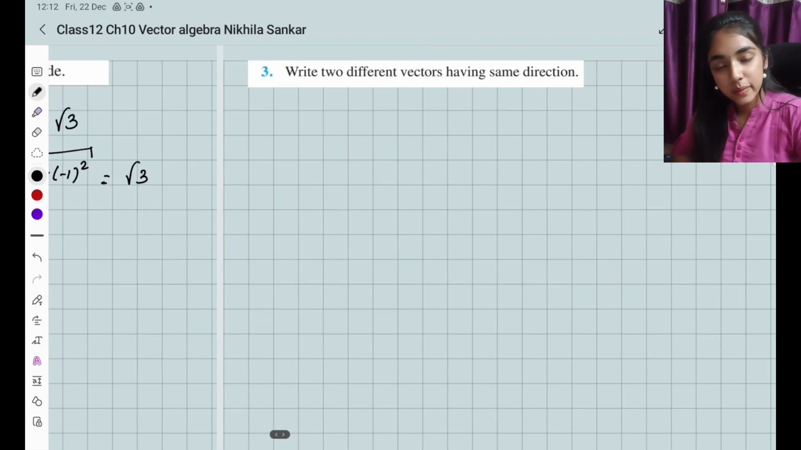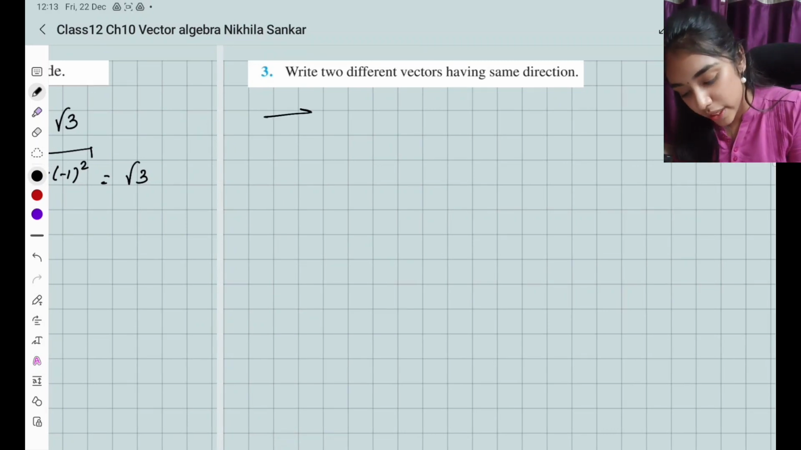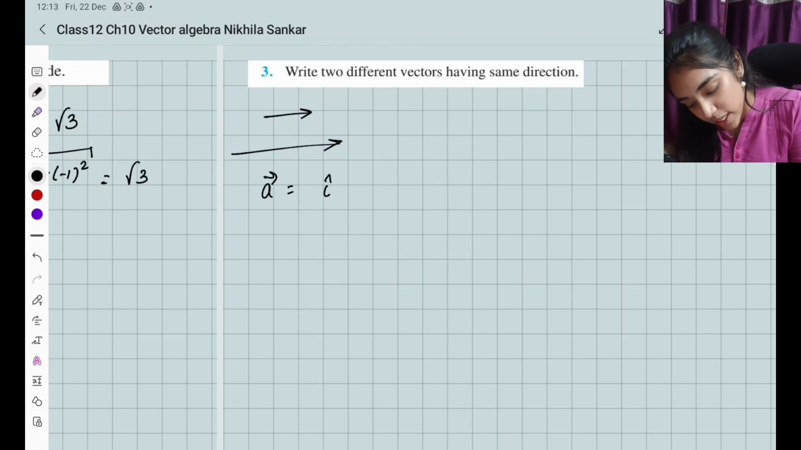Now, question number 3. Write two different vectors having same direction. இப்போ same direction நம்ம எப்படி எழுதுவோம்? இப்படி ஒரு vector இருக்கலாம். இதே directionல கொஞ்சம் லாங்கா ஒரு vector இருக்கலாம். So I am going to take vector A to be again I cap, J cap, K cap.